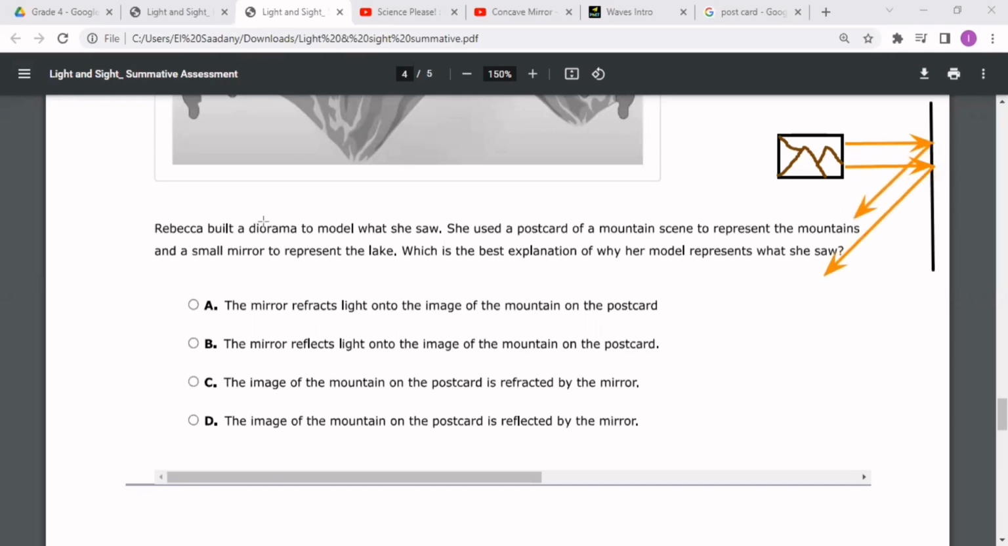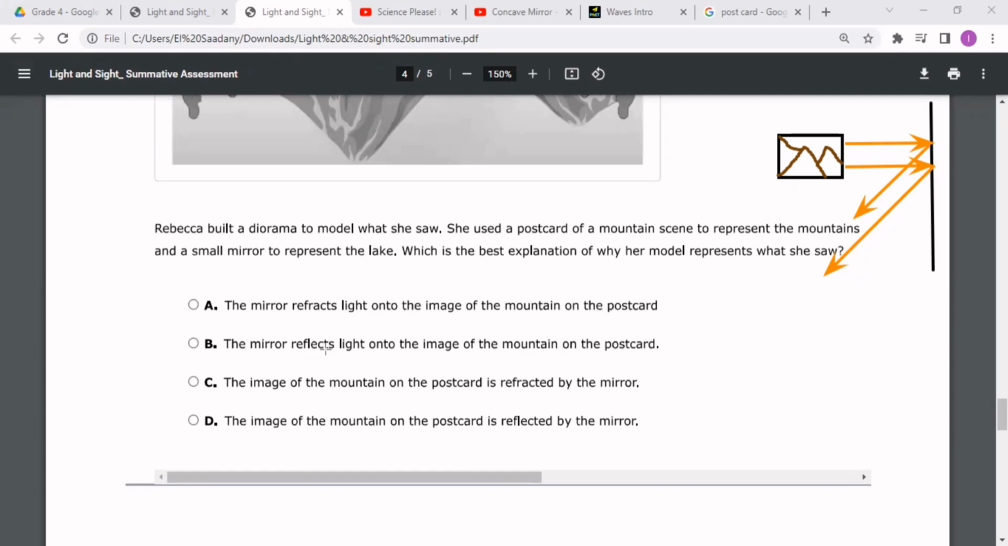So what happens? How are they the same? Let's read. Rebecca built a diorama model of what she saw. She used a postcard of the mountain to represent the mountains, and she used a small mirror to represent the lake. Which is the best explanation of why her model represents what she saw? Let's read the choices together. The mirror refracts the light onto the image of the mountain on the postcard. We didn't study refraction, so it's not the correct answer. The mirror reflects the light onto the image of the mountain on the postcard.